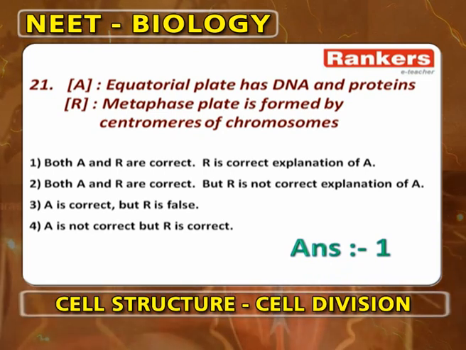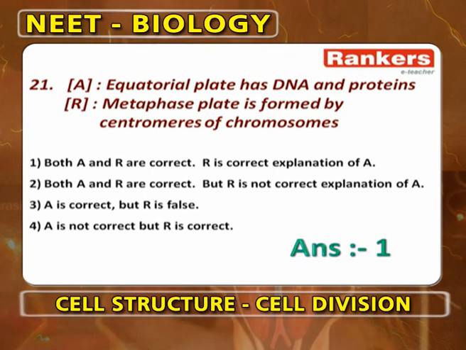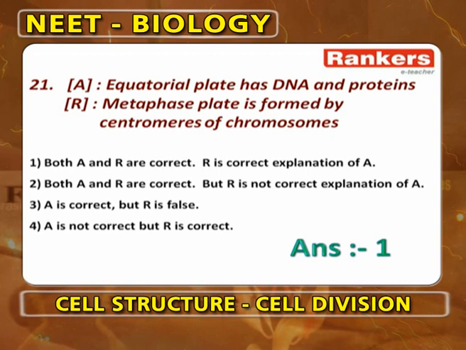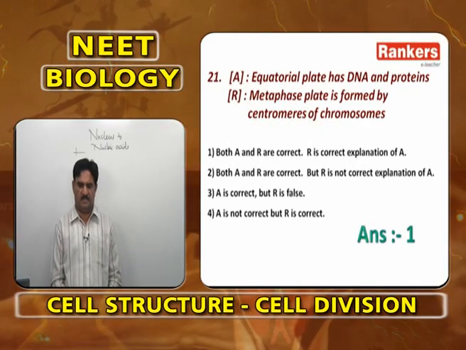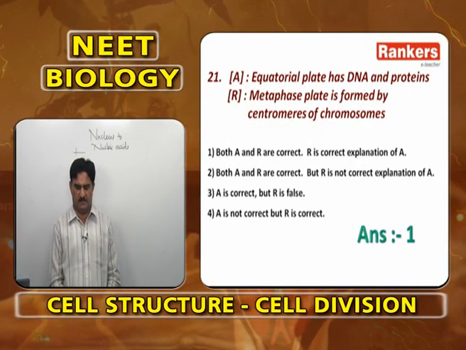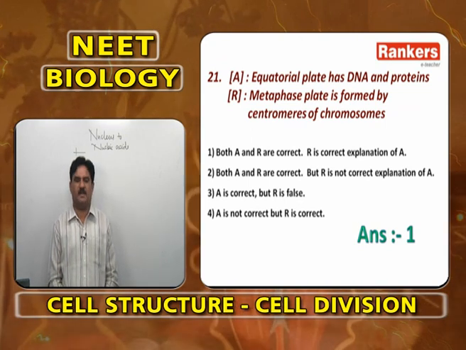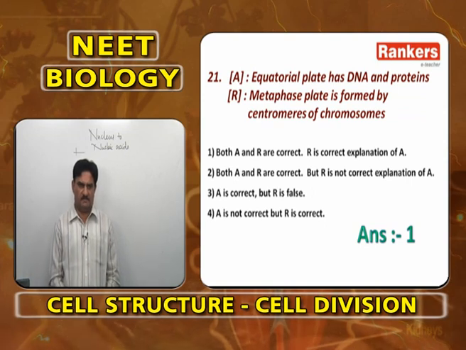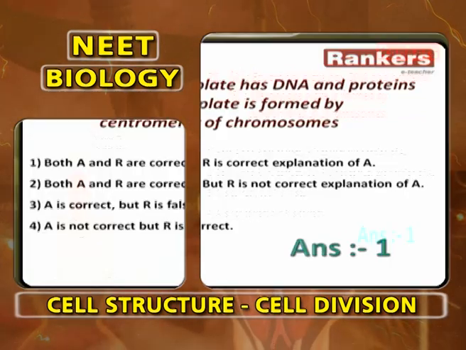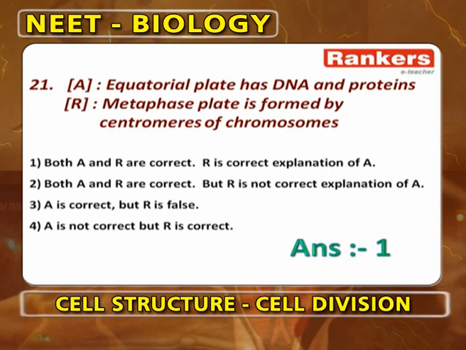The next is an assertion and reason question. The assertion: the equatorial plate has DNA and proteins. Definitely, because the equatorial plate or metaphasic plate is formed by centromeres. Centromeres contain DNA and proteins. The metaphasic plate is formed by the centromeres of chromosomes. So because it is formed by the centromeres of chromosomes, the equatorial plate has DNA and proteins. So both A and R are correct, and R is the correct explanation of A. First is the answer.